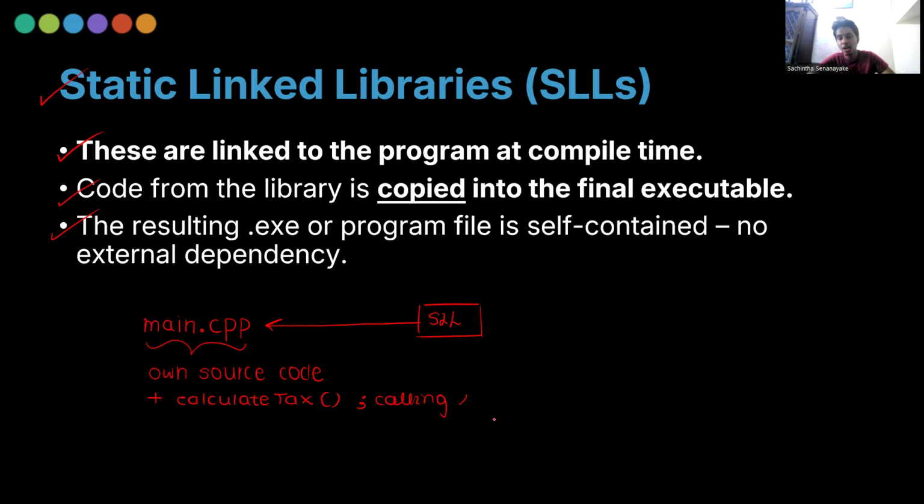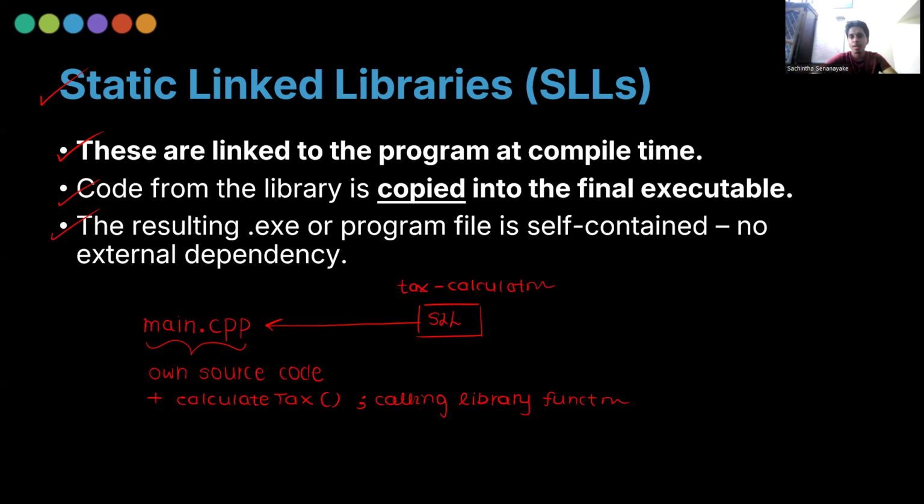So that means that you are not implementing calculate tax by yourself. You're just calling the calculate tax function that has been implemented in this static link library, reusing what is defined already in the static link library. So you can imagine that the static link library is a library that contains tax-related calculations. This static link library is a library for tax calculation. So all tax calculation related functions are already implemented in this static link library, right?